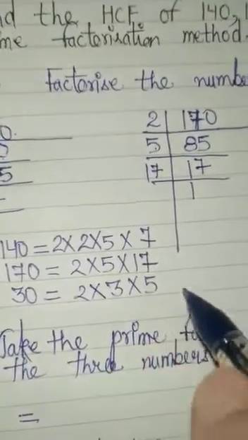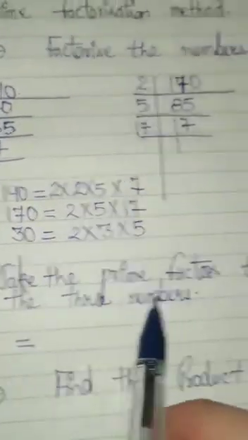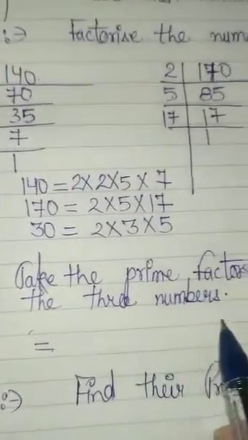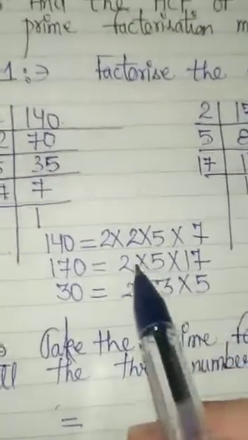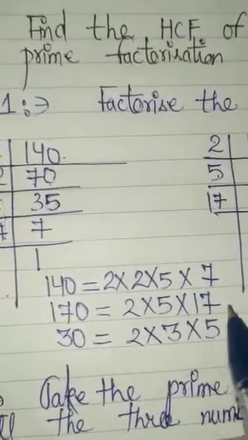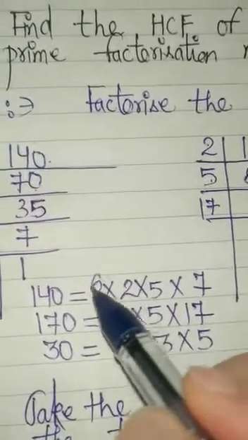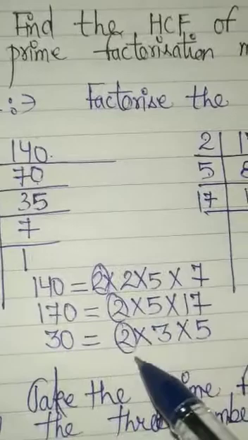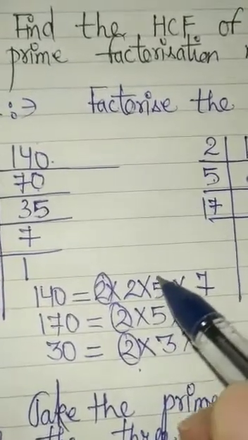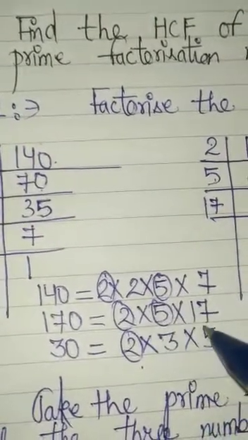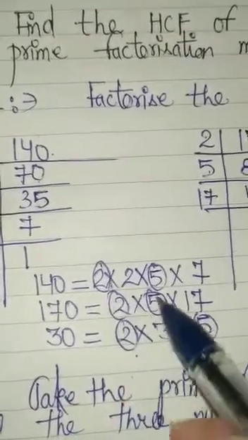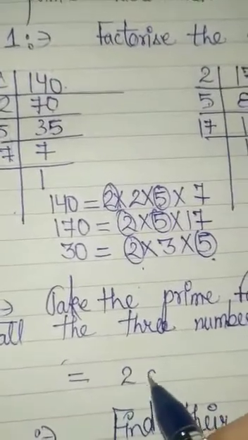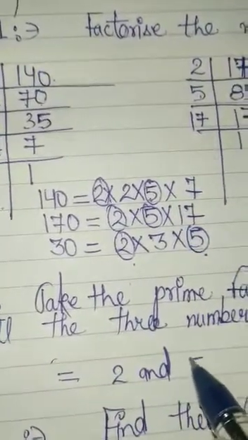So this was the second step. Now in the third step you have to take the prime factors that are common to all the three numbers. Now you have to find out the factors which are common in all of these. So see, 2 is here, 2 is here, 2 is here. It means 2 is common in all of these. Now 5 is here, 5 is here and 5 is here. So 2 and 5 are common. So you will write here the common factors 2 and 5.